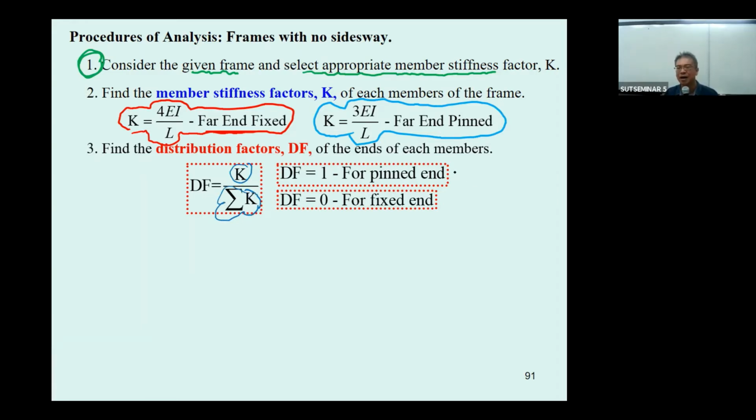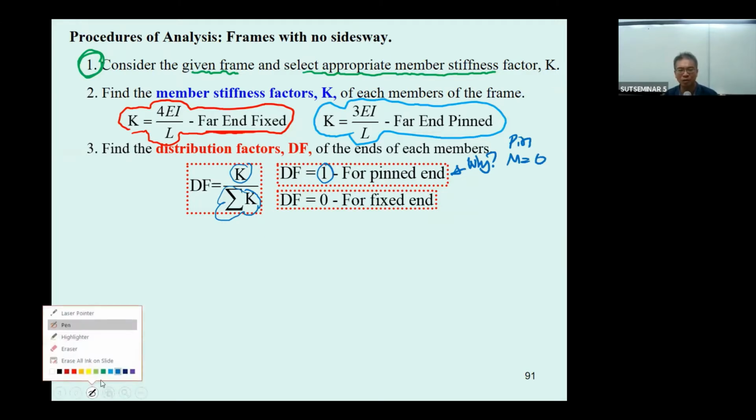And again, if you consider the pin, the distribution factor is going to be 1. Why is it going to be 1? Because the pin can take no moment. The moment at the pin is 0. That means there is no moment at this one. When moment comes to the pin, they just distribute out the total of them. So the distribution factor is 1.